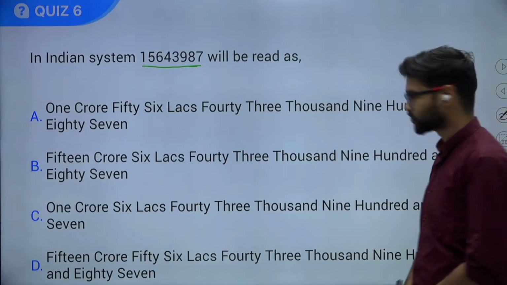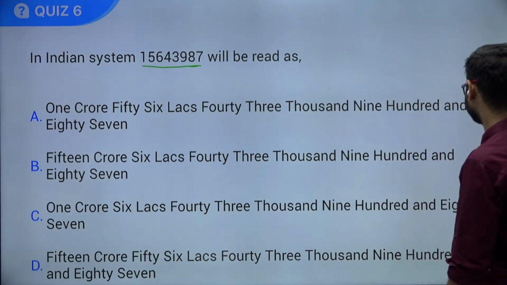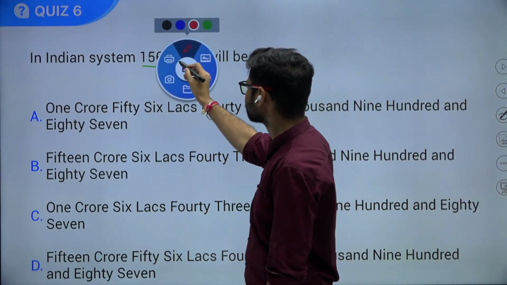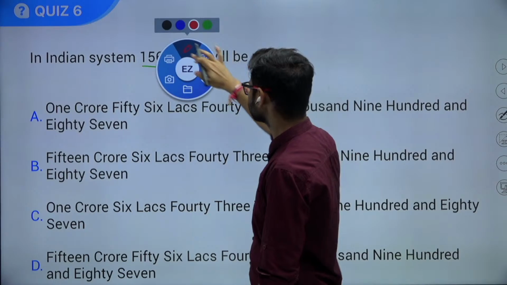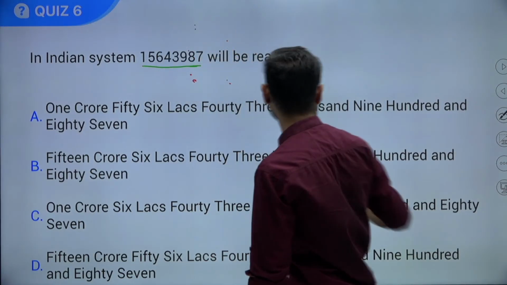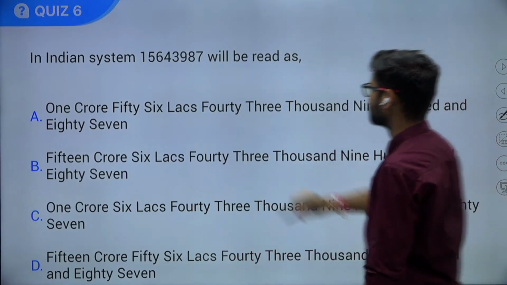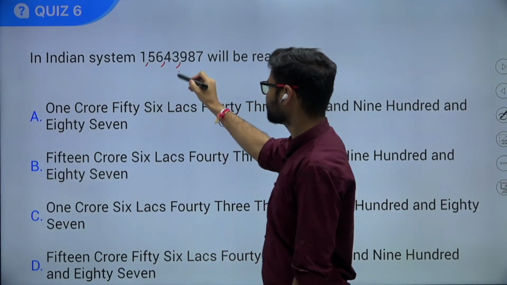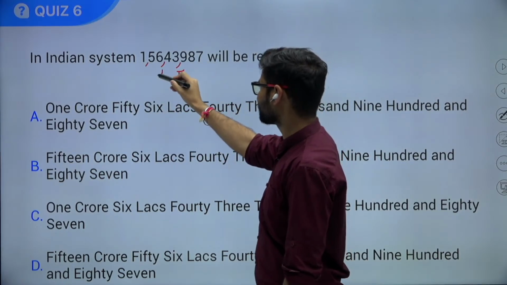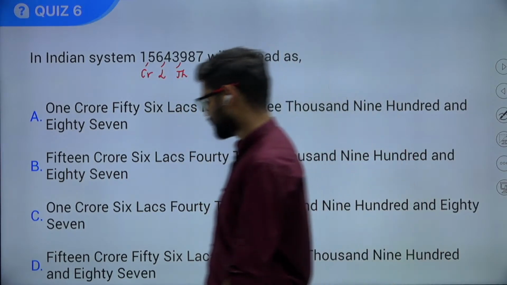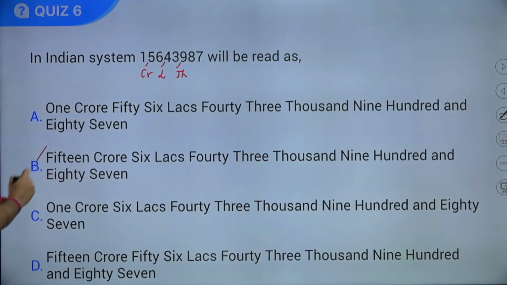Okay, let's do it now. So here we have a comma here. Just give me a sec. So we have a comma here, then here, then here. The first comma is for thousand, the second for lakh, the third for crore. So what do we have here? We have 1 crore. Obviously, this is not the right option. 15 crore, not right.